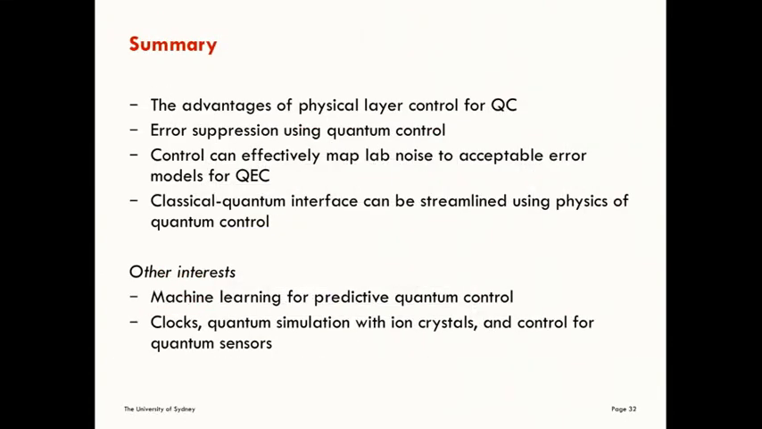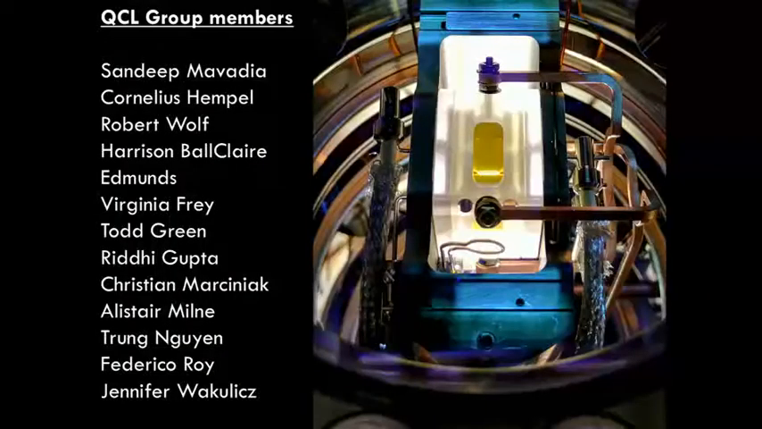So I'll just quickly summarize that we've talked a little bit about the importance of physical layer control for quantum information, from the physical qubit improvement through to its impact on quantum error correction. We've talked a little bit about how this classical quantum interface can be improved using the physics of quantum control. We do a lot of other things like machine learning for predictive control and clocks and quantum simulation. I'm happy to chat with anybody who's interested, but I'll just, at this point, acknowledge my group and thank all of you for your attention.